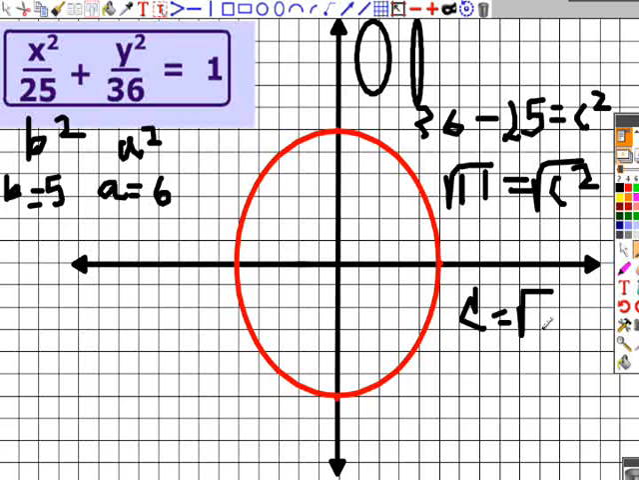Now look, here your foci are always on the major axis, so your major axis is the y-axis now. So that means your points for your foci are going to be 0, comma, radical 11 and 0, comma, negative radical 11. So here it's reversed from that last problem. So 0, because it's on the y-axis. And then 0, negative radical 11.